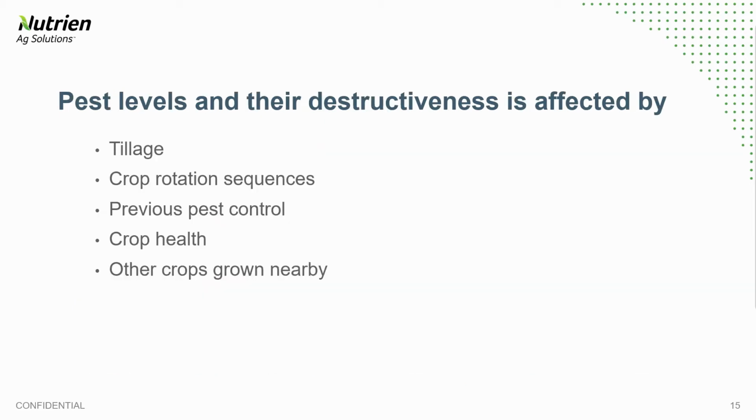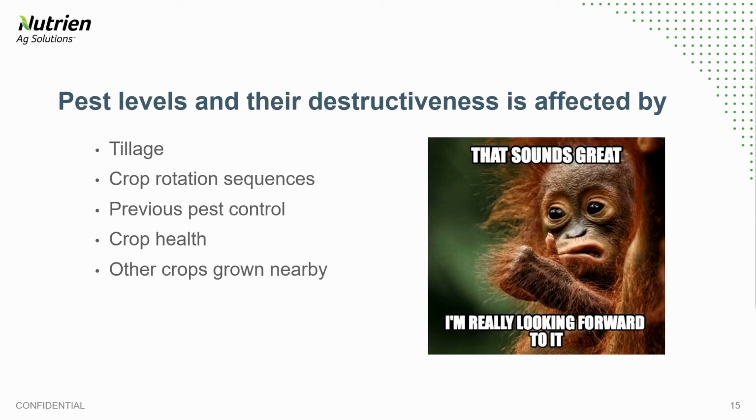There are many other factors as well that affect pest levels and their impact on a crop. These include the type of tillage, crop rotation sequences, the effectiveness of previous pest controls, the overall general health of the crop, and the presence of other crops grown nearby that might be a reservoir for pests. Because no two fields have exactly the same parameters and conditions, the manner in which a pest should be managed will change from field to field. Figuring out which pests are going to be a problem and how best to manage them is a challenge. So, if you are a crop protection specialist, there's always something to look forward to.